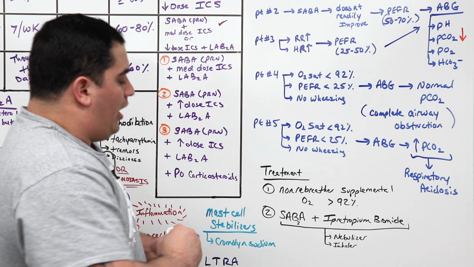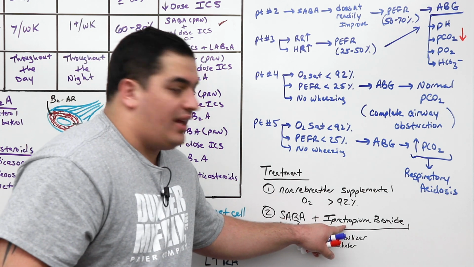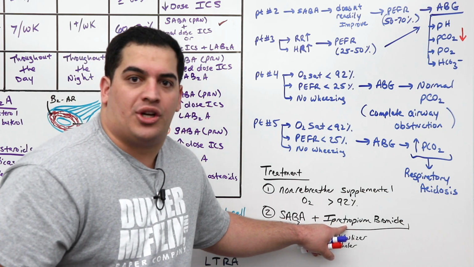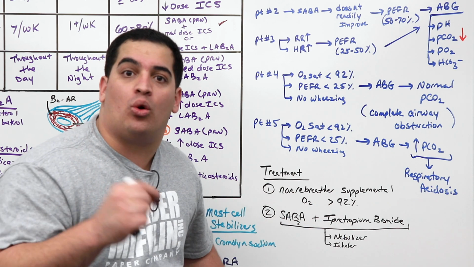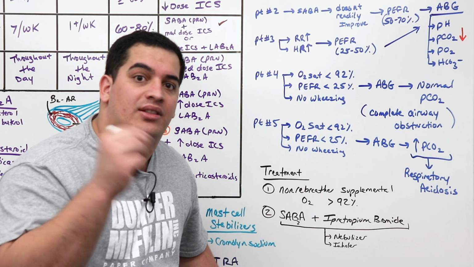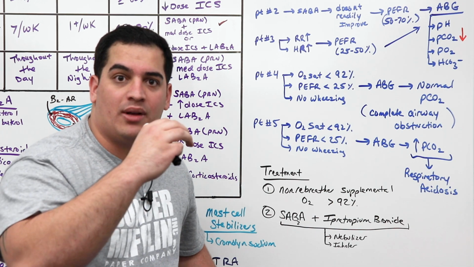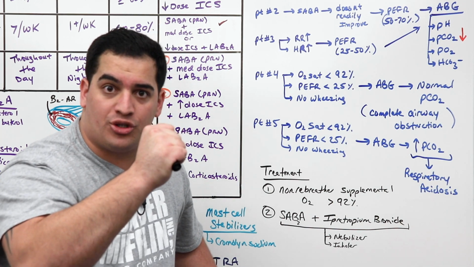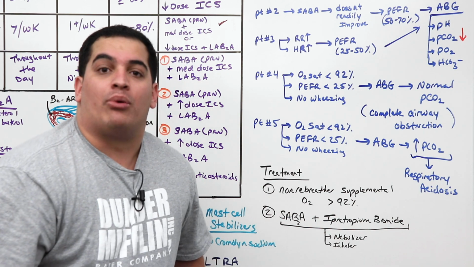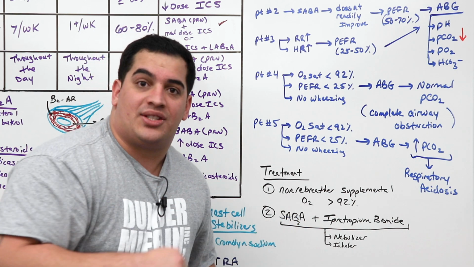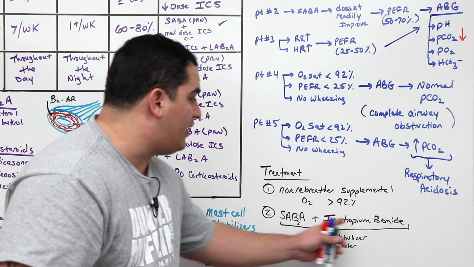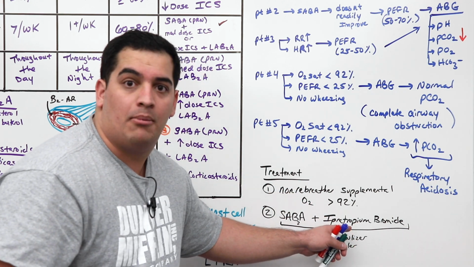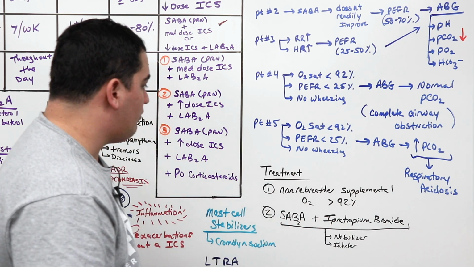Okay? Ipratropium bromide, just a basic thing, is an anticholinergic. All it does is it binds onto the muscarinic receptors and prevents acetylcholine from binding. What does acetylcholine do if it binds onto the muscarinic receptors in the respiratory smooth muscle? It causes bronchoconstriction. Ipratropium bromide is going to block the acetylcholine and allow for the actual smooth muscle to relax. So that's why we would give these two drugs. This is a short-acting muscarinic antagonist.